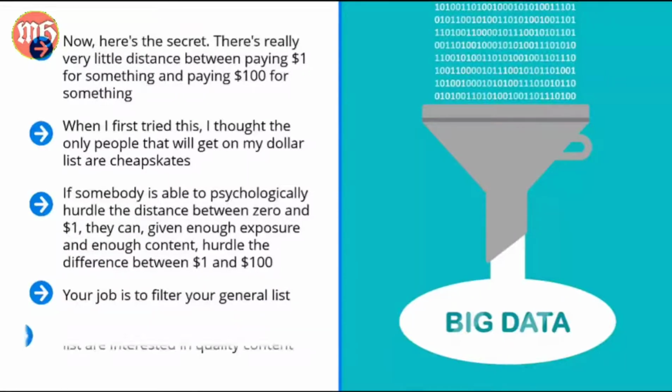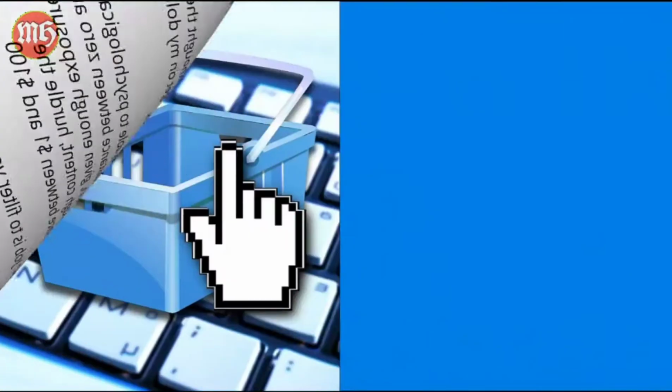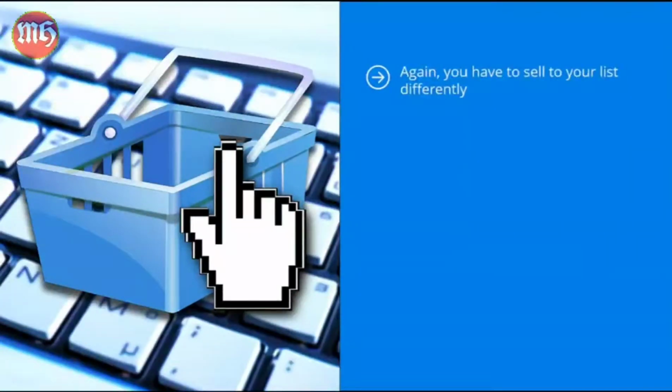Use it. People who sign up for your general list are interested in quality content. That's what they're there for. But only a fraction of them would actually be willing to pay money. You make your money off this golden fraction. You use your buyer's list to make real money. Again, you have to sell your list differently. This applies to your two types of mailing lists as well. Your general list, they get quality information that is distinctive like social proof and case studies along with upsell messages. Your buyer's list, on the other hand, gets more in-depth material with higher value upsells.